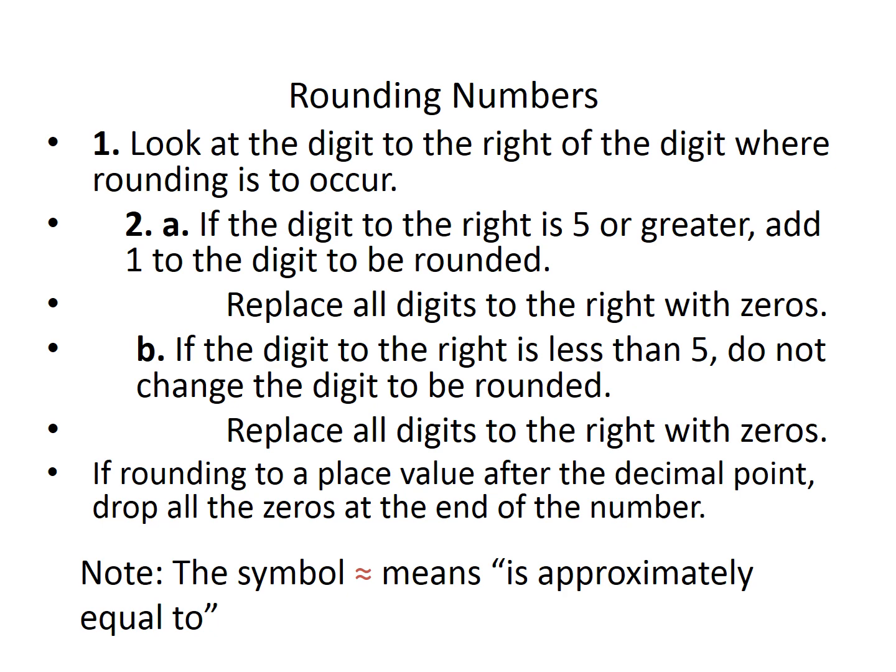So just a reminder, look at the digit to the right of the digit where rounding is to occur. If the digit to the right is 5 or greater, add 1 to the digit to be rounded. Replace all digits to the right with zeros, right? If the digit to the right is less than 5, do not change the digit to be rounded and replace all the digits to the right with zeros. If rounding to a place value after a decimal point, drop all the zeros at the end of the number.